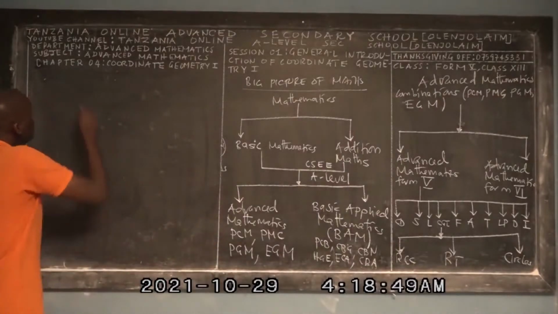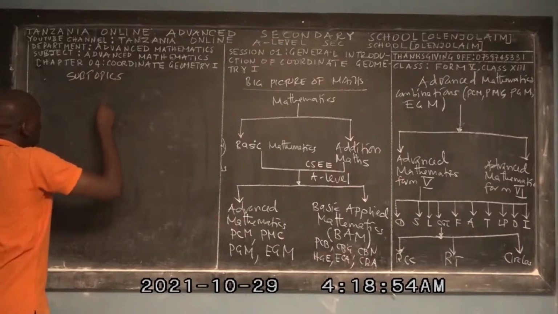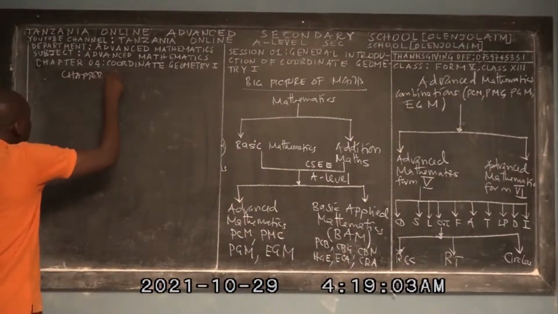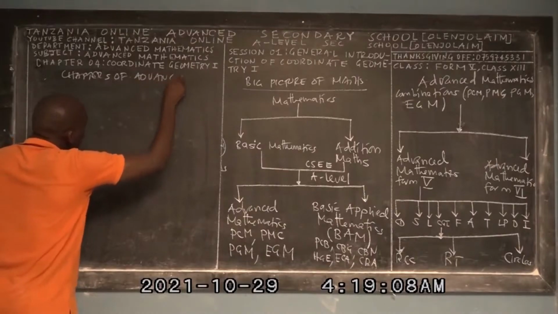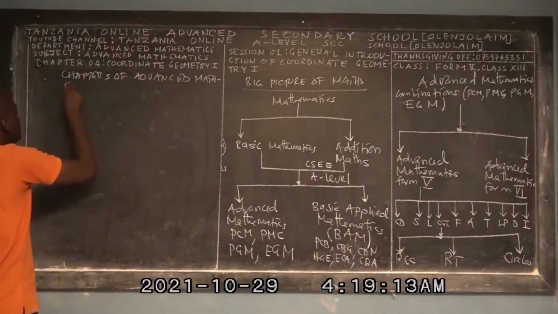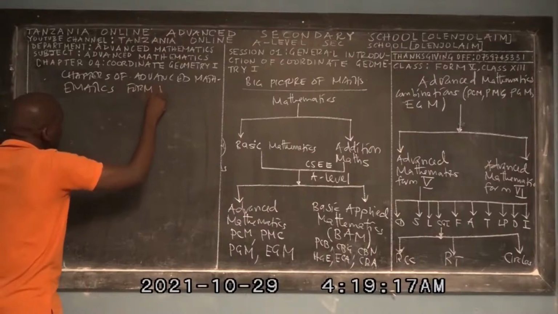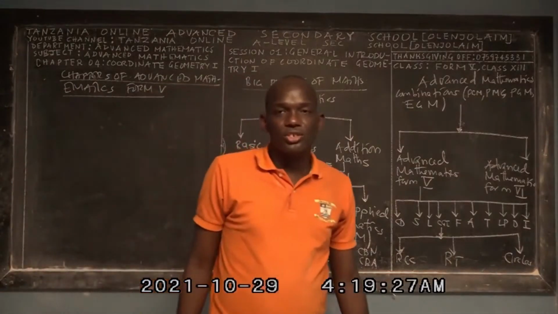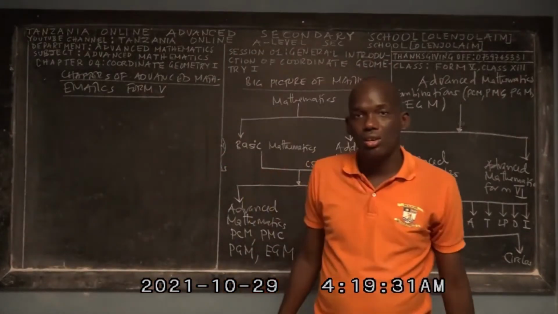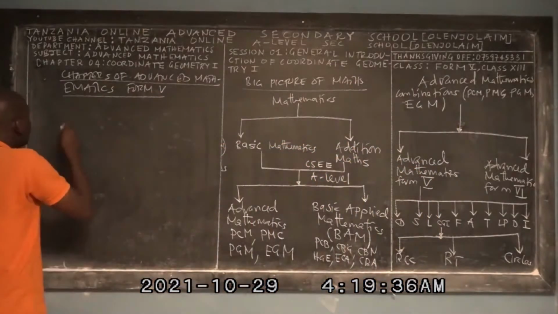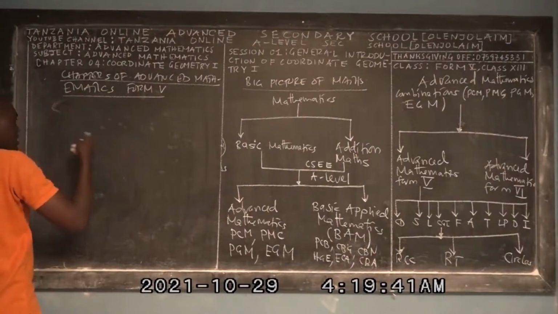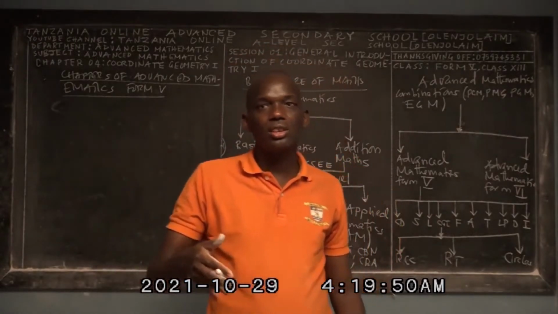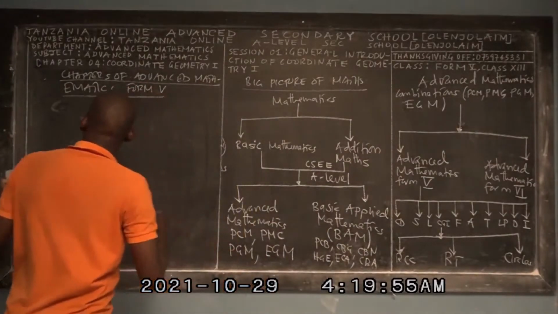Now let me present to you once again and remind you, not subtopics, just topics of all 14 chapters of advanced mathematics, Form 5. According to the new syllabus of advanced mathematics for advanced secondary education from Form 5 to Form 6 of the United Republic of Tanzania, prepared by Tanzania Institute of Education, there are 10 chapters.